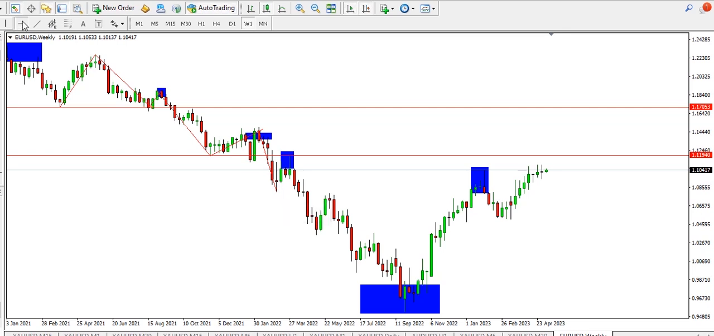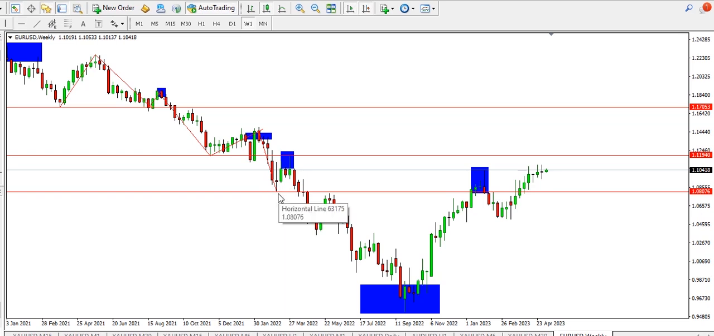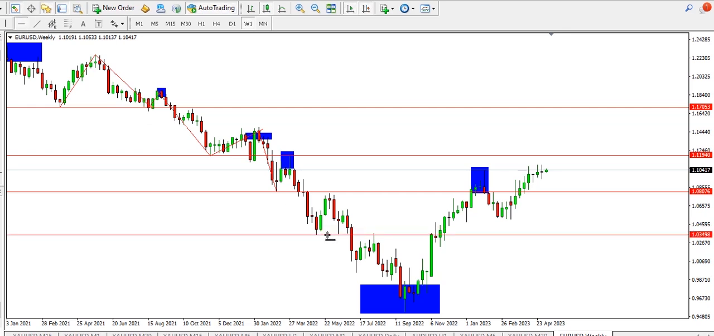You have another structure developed. Okay, this is another structure developed. You can sell at the break here. Write it down. You have another one developed. You can sell at the break here. Write it down. You have another one developed.